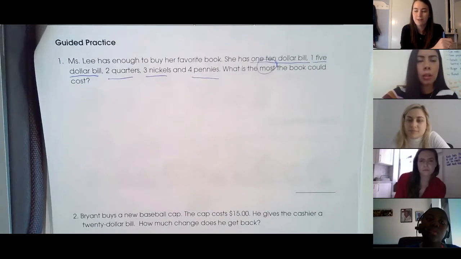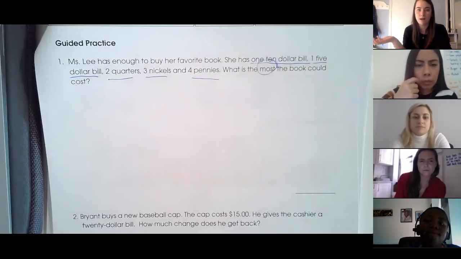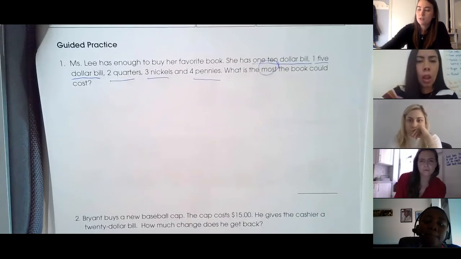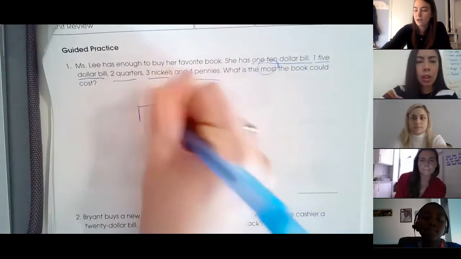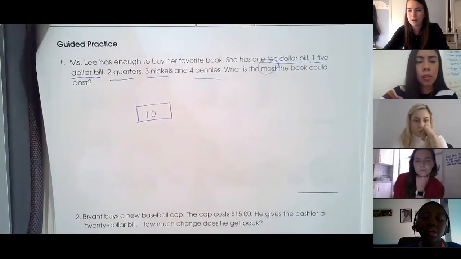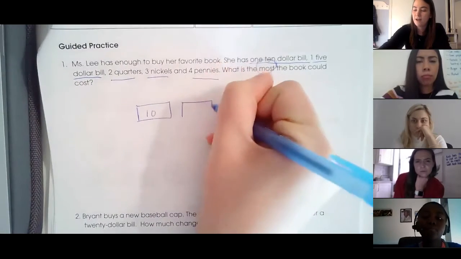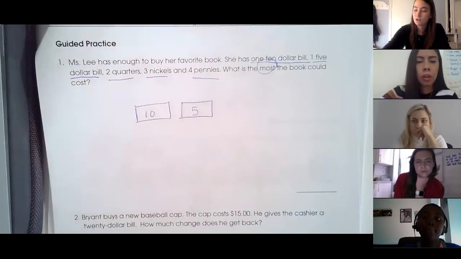So I'm going to go ahead and draw each of this amount of money so that I keep track of what she has and I can add it all up to see what is the most the book could cost. So she has one $10 bill. I'm going to draw it out like this. I'm going to make sure my work is super neat and organized so I don't make a mistake. She has one $5 bill, 2 quarters.